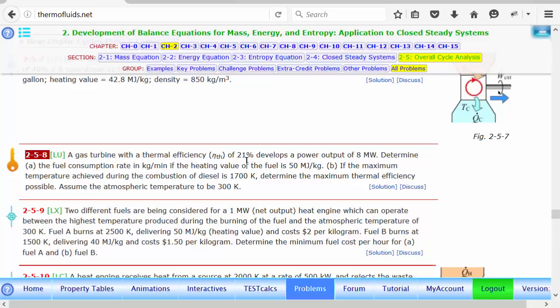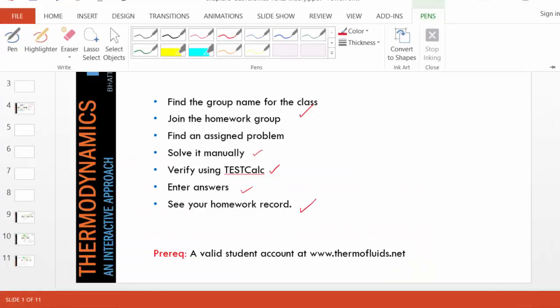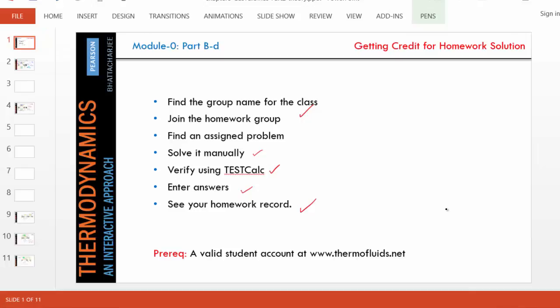So the fuel consumption rate in kg per minute would be what? Let's go back if you want to write that down. So we have efficiency is 21%, 0.21, which is W dot net by Q dot in. So that gives us Q dot in to be 8 million joule per second divided by 0.21, which equals about 38 megawatt. 8 megawatt divided by 0.21.